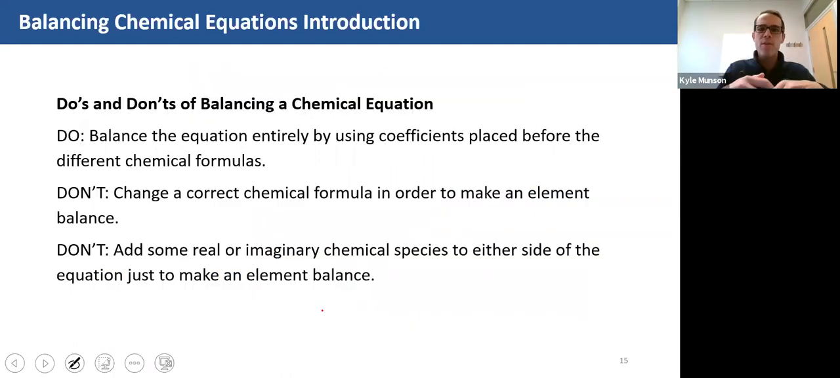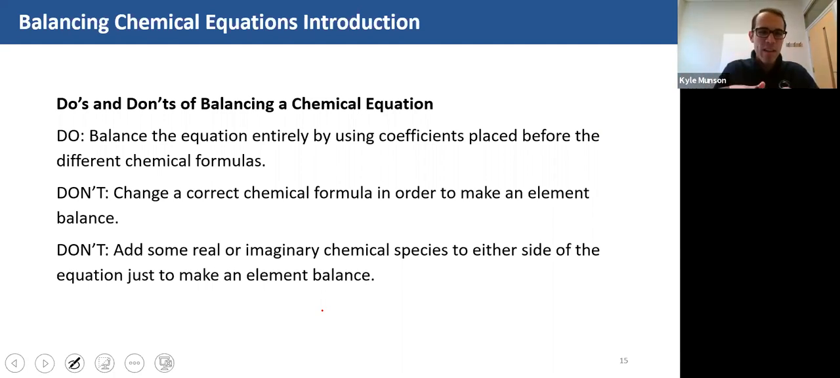Here are the do's and don'ts of balancing chemical equations. You do balance chemical equations entirely by using coefficients placed before the different chemical formulas. That's all we're going to do. We don't change or correct chemical formulas in order to make an element balance. So we don't start adding different molecules or different compounds in there to make it balance.